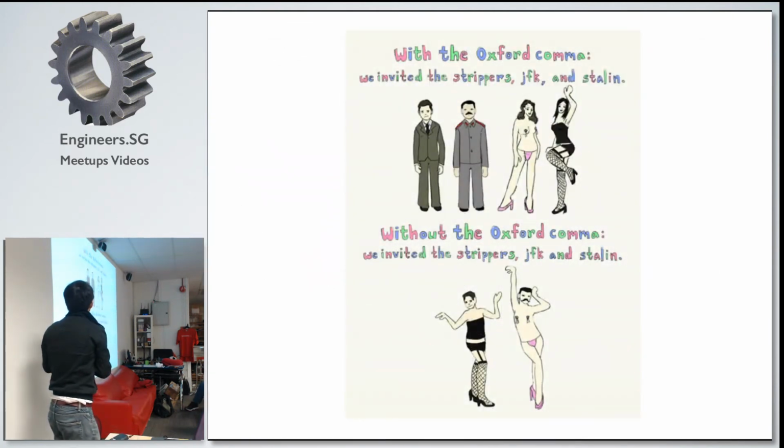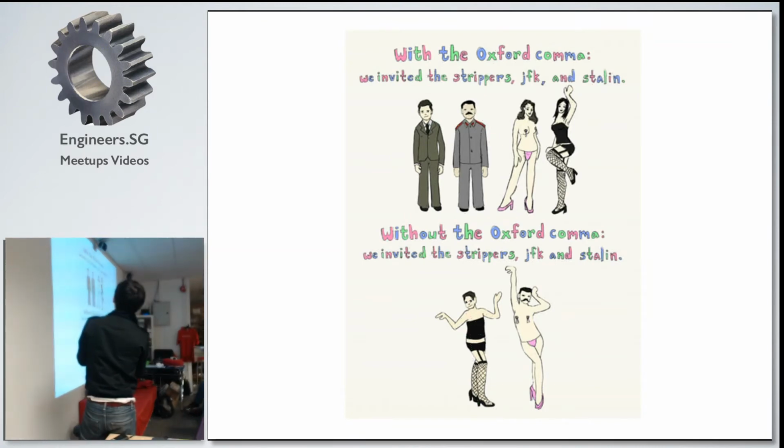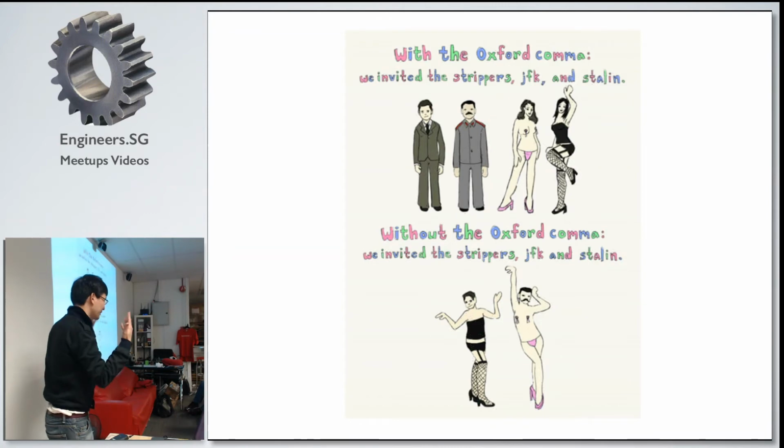I'm sure you have seen this joke before. This is about the Oxford comma. If you don't know what the Oxford comma is, basically in a list there's a comma before the last item at the end. I won't go into an English lesson, but this also explains what the experience is with screen readers. Let's say the screen reader is set to not read out punctuation, it just pauses. Then it says, we invited the strippers, JFK and Stalin. But if it's verbose, it will be, we invited the strippers, comma, JFK and Stalin, dot. So I have to think about these kinds of things.